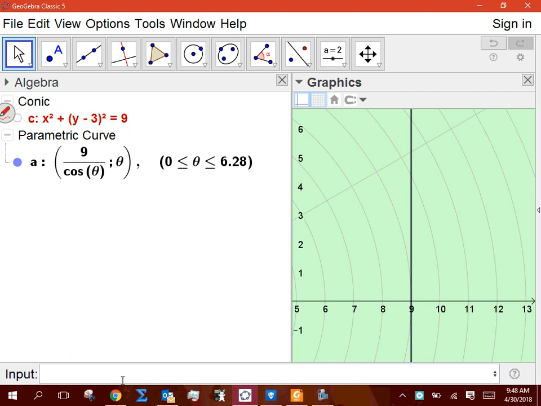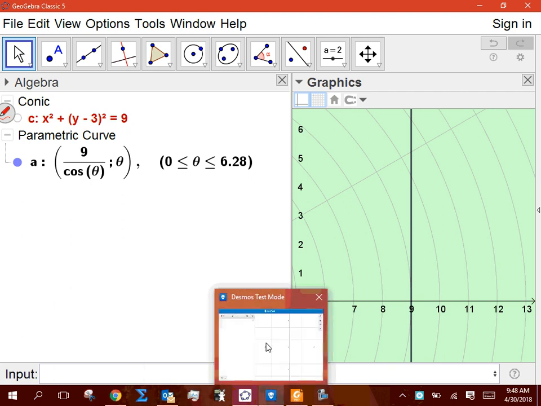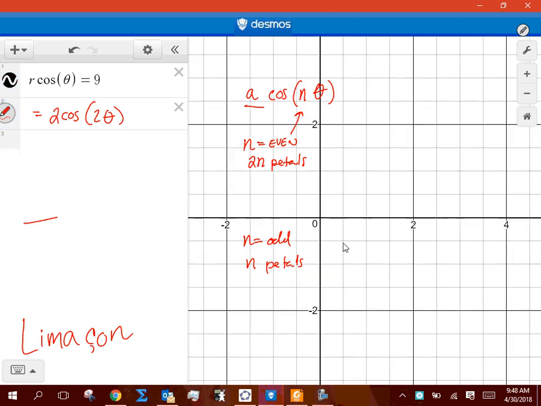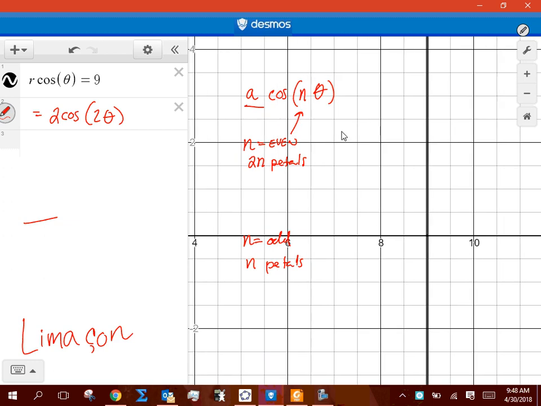Okay. In Desmos, let me just check real quick, see what that does. r cosine theta equals 9. Did it do anything? Yep, it graphed it. So maybe Desmos wins there. Okay. 2 for 2. Well, I mean, today.